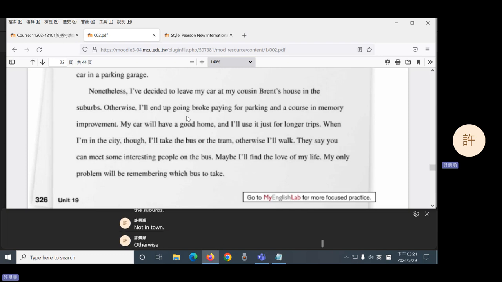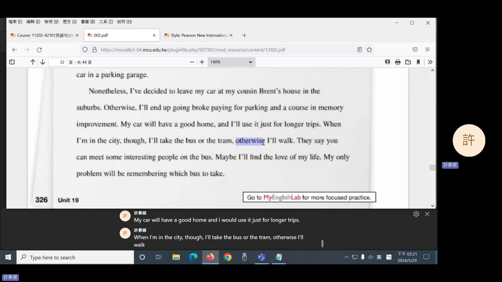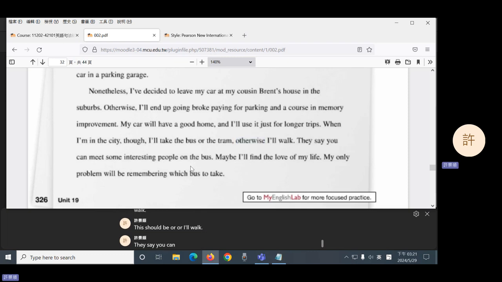Otherwise, I'll end up going broke, paying for parking and a course in memory improvement. That's a good sentence. My car will have a good home and I'll use it just for longer trips. When I'm in the city, though, I'll take the bus or the tram. Otherwise, I'll walk. This should be or I'll walk. They say you can meet some interesting people on the bus. Maybe I'll find the love of my life. My only problem will be remembering which bus to take.